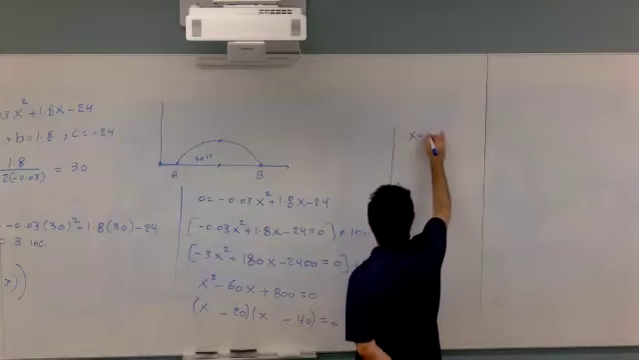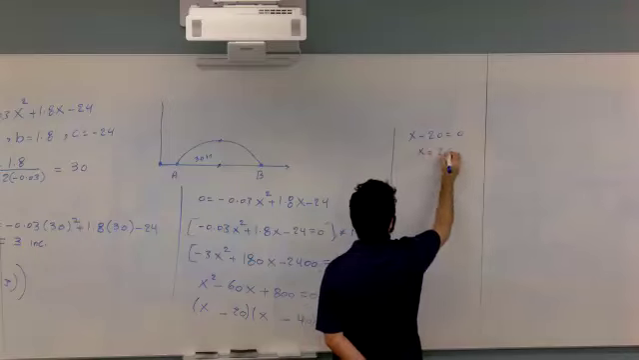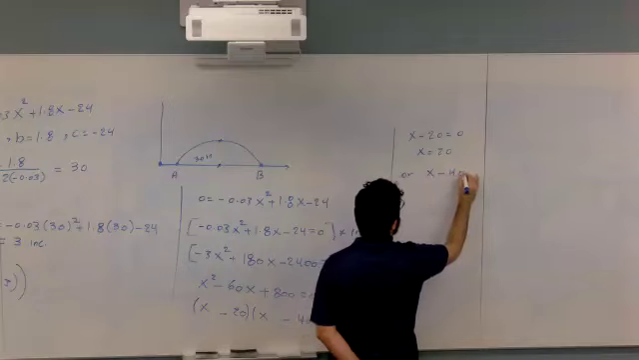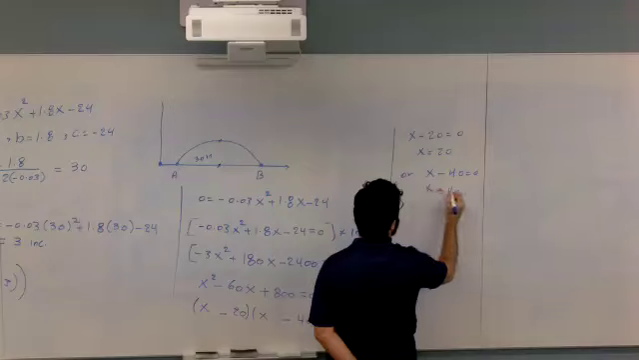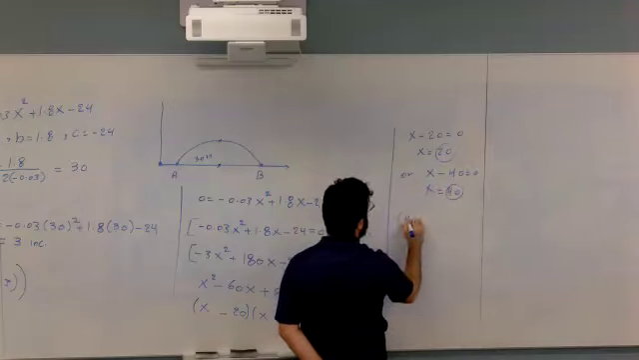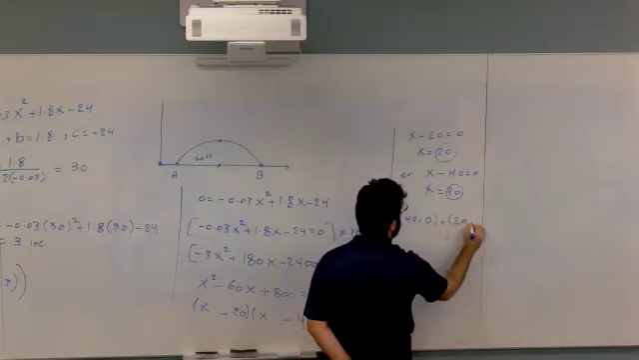It's going to be x minus 20 equals 0. That means x equals 20. x minus 40 equals 0. That means x equals 40. That means the x-intercepts will be 20 and 40.